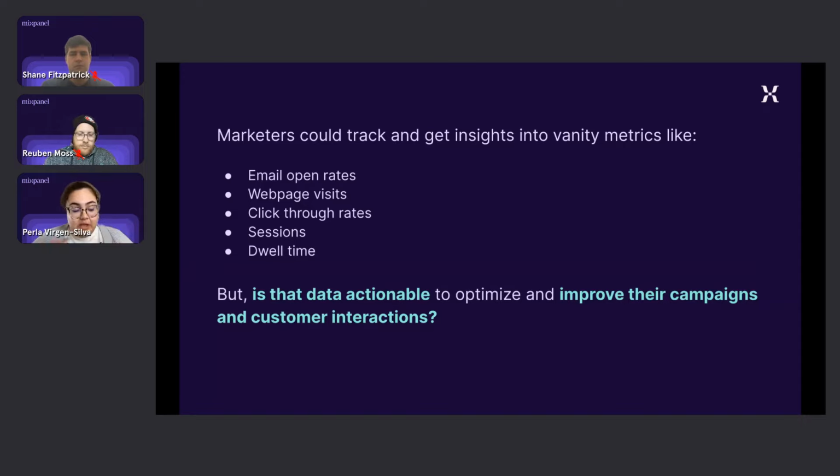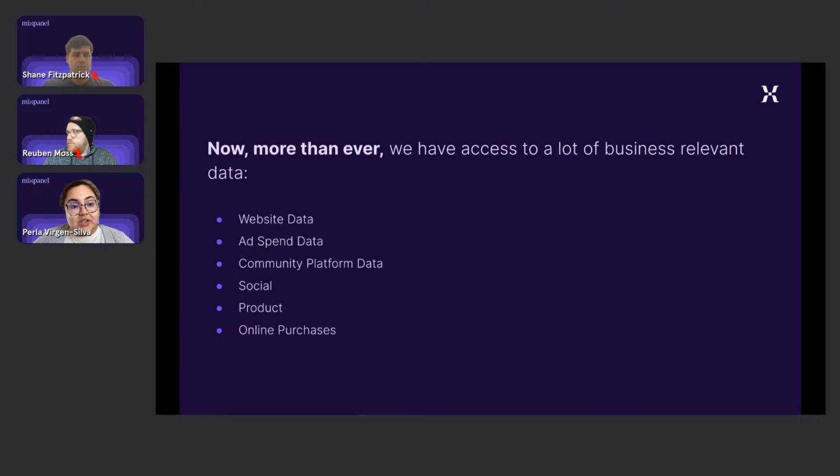But the issue we're typically faced with is: is this data actionable? Can we actually optimize and improve our campaigns? Can we actually think about what are those customer interactions that we want following that acquisition? A lot of the time that leads us to not being able to see insight like what's the product data, what's the purchase data.